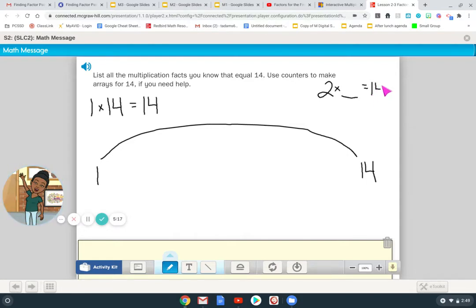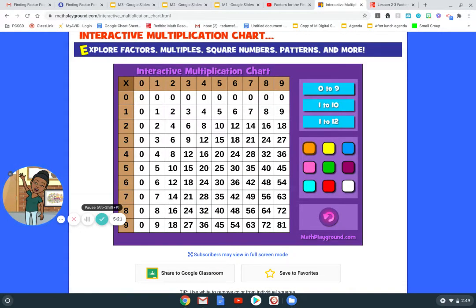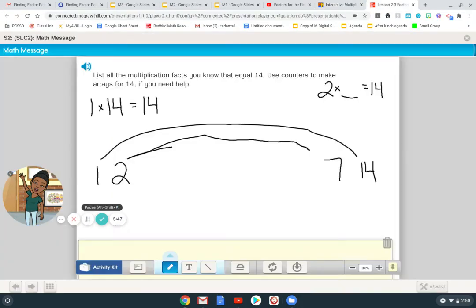If you aren't sure, let's go back to our multiplication chart. When I look at my multiplication chart, I'm finding the factor 2. 2 times which of these numbers will give me 14? I'm going to look straight down that column to see if I see the number 14. Aha, there's 14. And the factor that's highlighted is 7. So 2 times 7 equals 14. So looking at my arc, 1 times 14 equals 14. 2 times 7, I'm going to fill it in here. 2 times 7 equals 14.